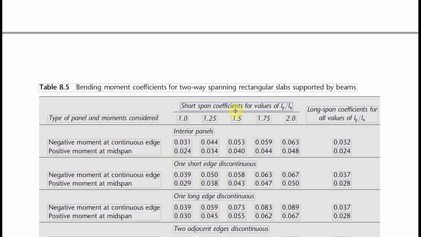Now, in this particular scenario, we will not be using a single alpha SS or alpha SY the way we did the other time. Now we'll be calculating our beta based on the support or the restraint condition. What I mean by restraint condition, we have the type of panel. Is it negative moment at continuous edge or at positive edge? Is it interior span, one short edge discontinuous, things like that, and depending on our Ly over Ls. Now this is for the long span, which you already know, but this is for the short span.